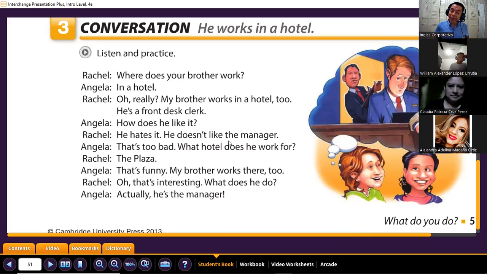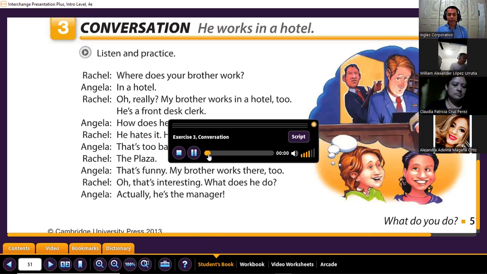That's too bad. Oh, qué malo eso, eh? What hotel does he work for? ¿Para qué hotel trabaja? Right? What hotel does he work for? The Plaza. That's funny. My brother works there too. Oh, that's interesting. What does he do? Actually, he's the manager. Page 51.